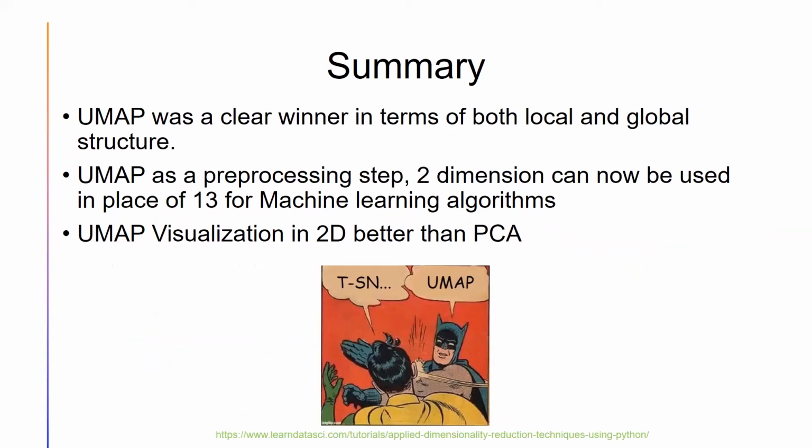So I know I probably didn't do enough justice to the UMAP process, but in summary, UMAP was a clear winner in terms of the results. Things were clearly separable, and there are lots of other uses for it. You could utilize the two-dimensional pre-processing step from UMAP as input to your machine learning algorithms, which is not necessarily something that you could do with t-SNE, because that's not what it was meant for.